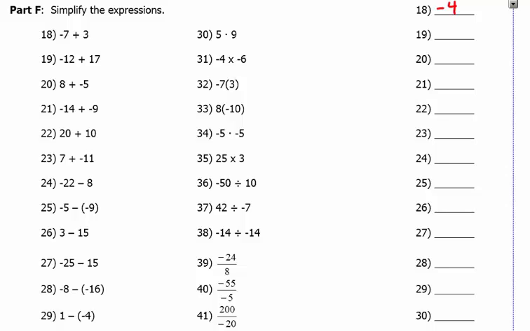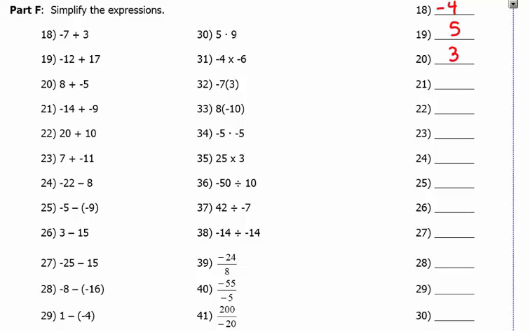Number 19 is the same rule. Subtract the two numbers because they're different signs. And it's positive because 17 is bigger than 12. Number 20, again, subtract them because they're different. And it stays positive because 8 is bigger than 5.